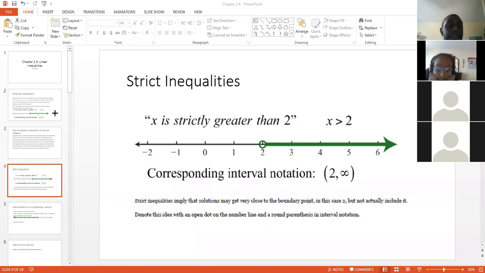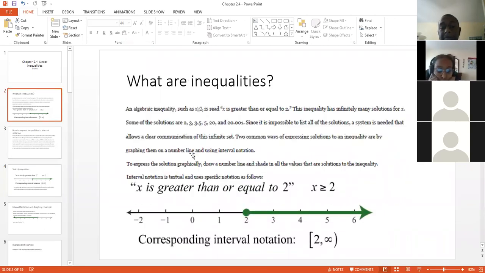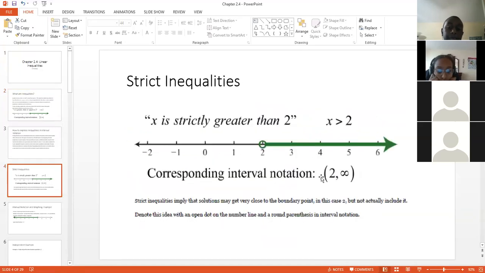So before I go to a guided example, I just want to review one more time. This is not as easy to understand as the equations and algebraic expressions were. So if it's inclusive, you add a bracket. Infinity never has a bracket, always parentheses. If it's not inclusive, parentheses. Infinity never has a bracket, so it's always parentheses.